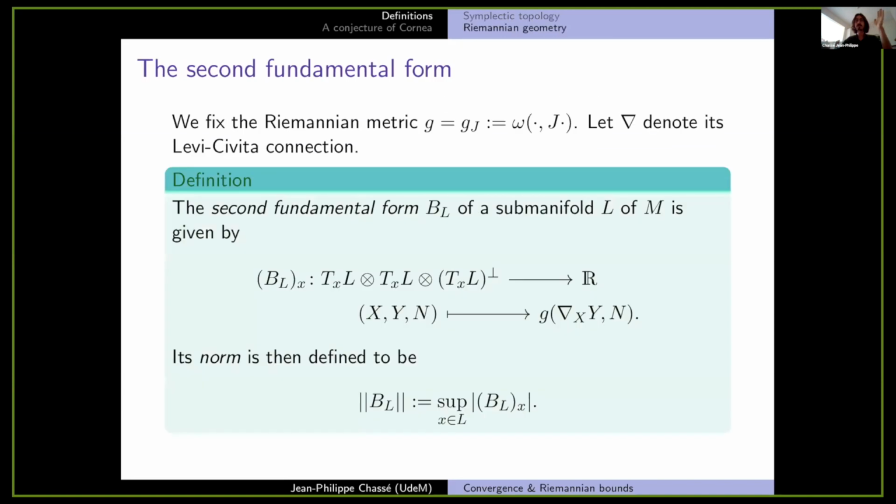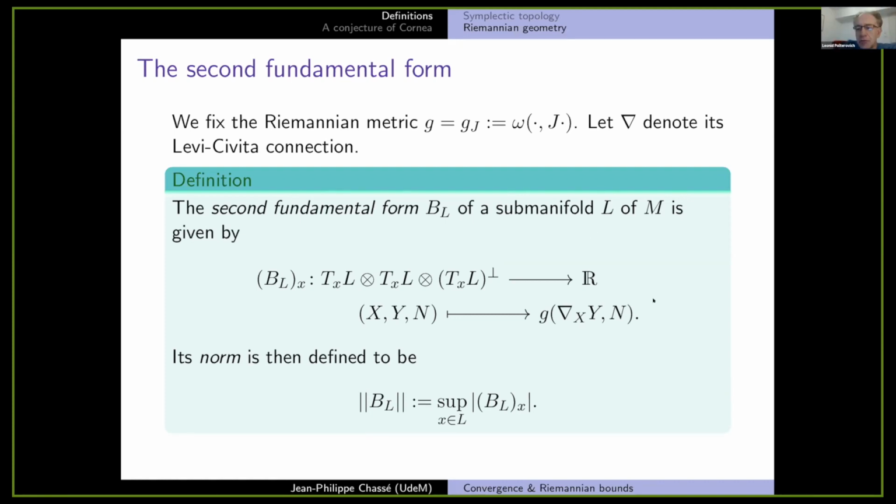Now we're going to go on to Riemannian geometry. So I fixed a J, I fixed the symplectic manifold, and thus I have a Riemannian metric, and thus I also have a Levi-Civita connection, obviously. So this is mostly a recall. I'm pretty sure everybody knows that.